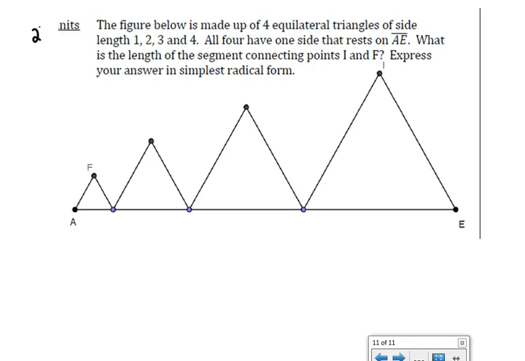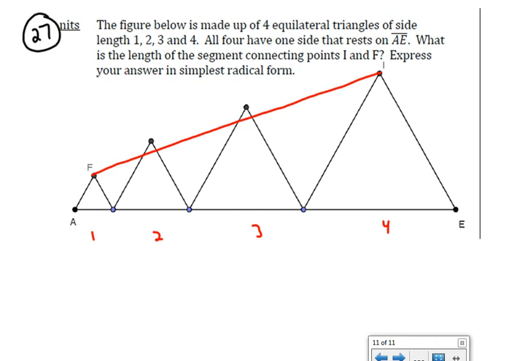This is number 27 from the 2013 Mock MATHCOUNTS Sprint Round number 2. It's about equilateral triangles, and you're told that your side lengths here are 1, 2, 3, and 4. Then you want to connect the points I and F, and so you want to find the length of that segment right there.